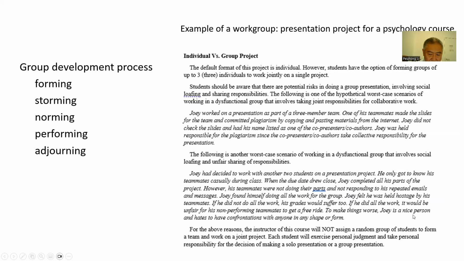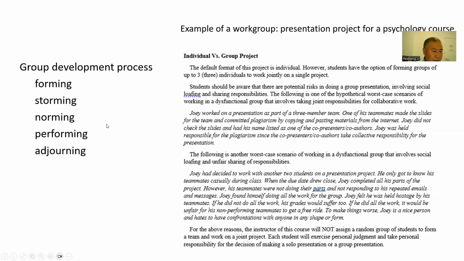To make things worse, Joe is a nice person and he hates to have confrontations with anybody in any shape or form. You see, Joey's personality, he's afraid of conflicts. He's averse to conflicts. So the storming stage was not thorough. He didn't let the other group members know about his expectations. He has expectations to get work done on time, properly, but his teammates have different expectations. They didn't have a proper storming stage to really understand each other.